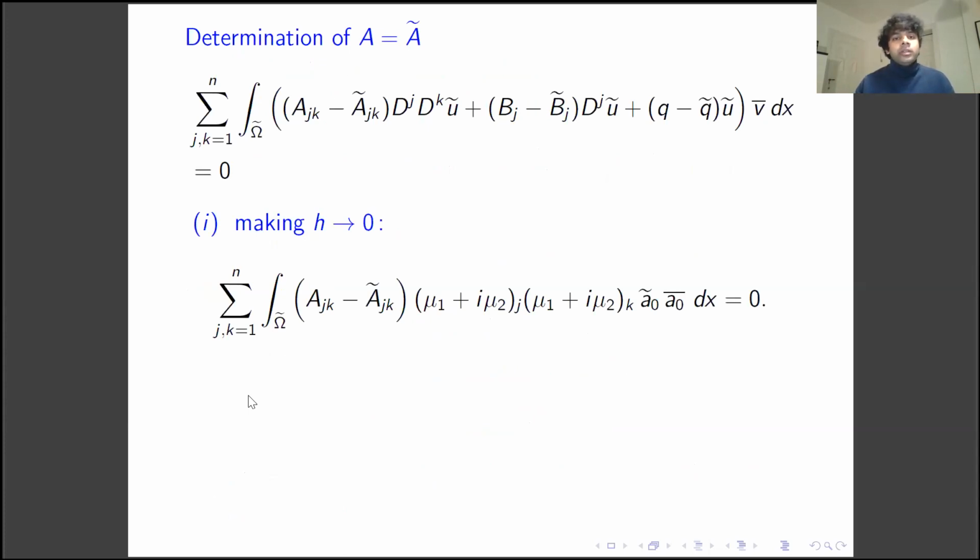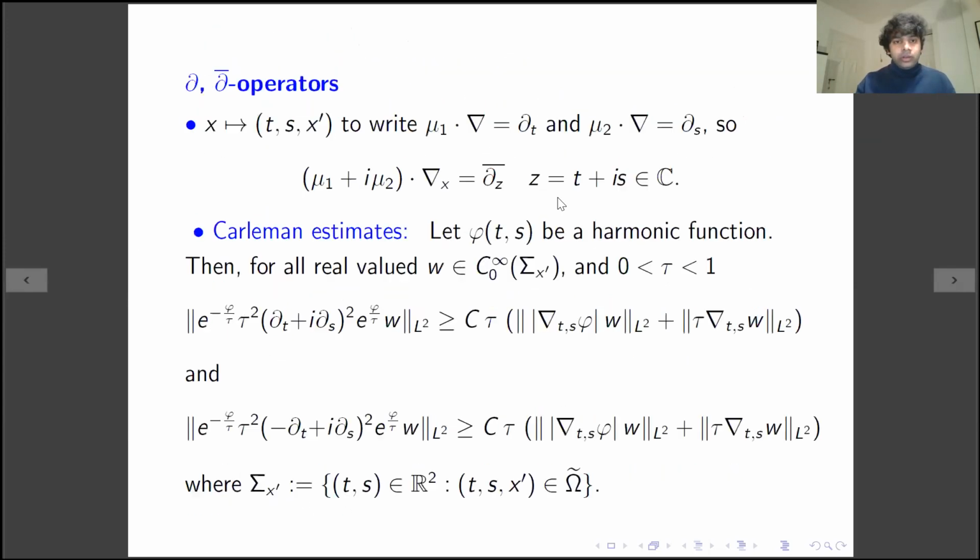So this is the determination of A equals A tilde. We have this integral identity, with the A minus A tilde part, B minus B tilde, and Q minus Q tilde part. So here you plug in the CGO solutions for U tilde and V. And this is the thing I just want to recall.